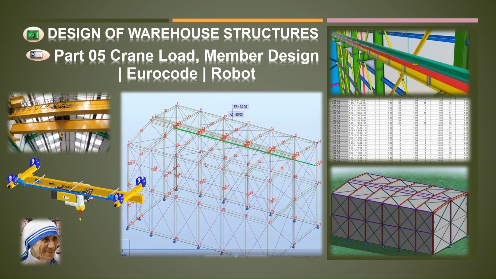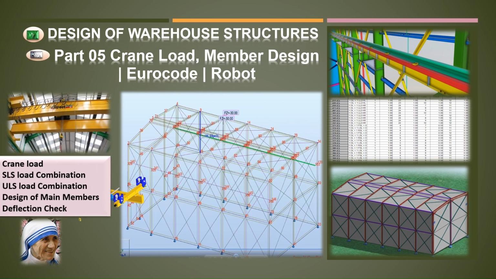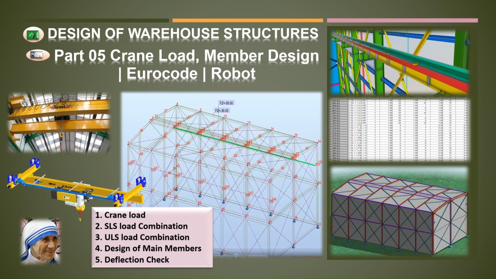Welcome viewers, this is part 5 video of design of warehouse structures. In this we are going to apply the crane loads, SLS load combinations, ULS load combinations, and we are going to do the design of member sizes for various columns like main column, wind column, door column, rafters, and finally we are going to do the deflection check for the whole model.